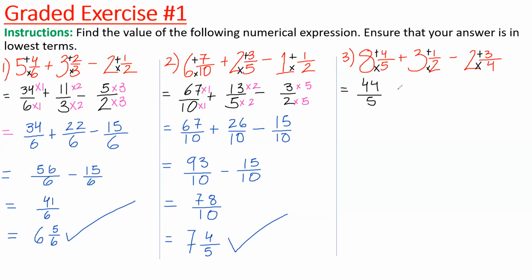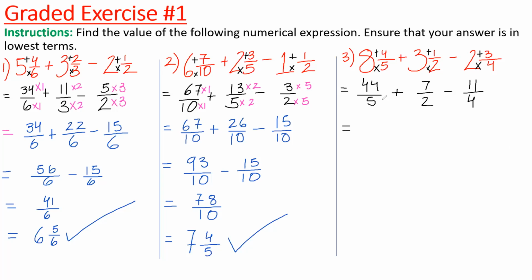Plus 3 times 2 is 6, plus 1 is 7, over 2. Minus 2 times 4 is 8, plus 3 is 11, over 4. So you have 11 over 4? Yes, sir. Then we're going to find the LCM for 5, 2, and 4, which is 20.